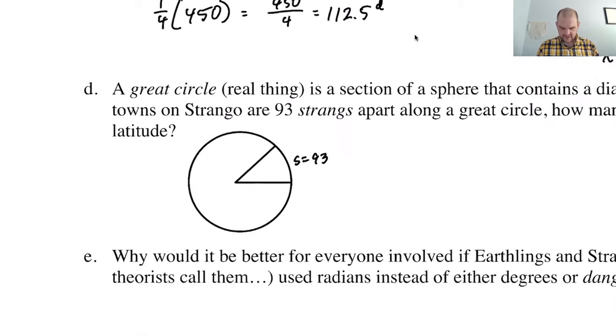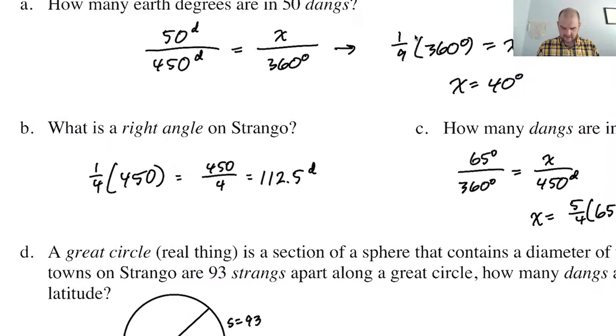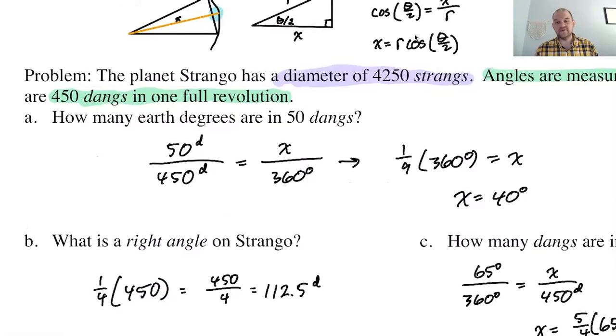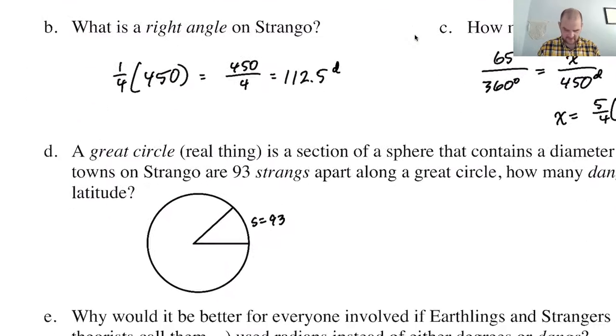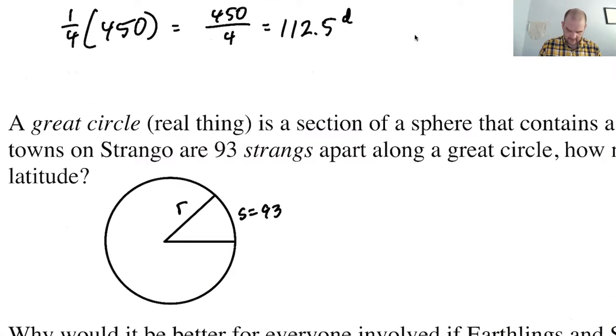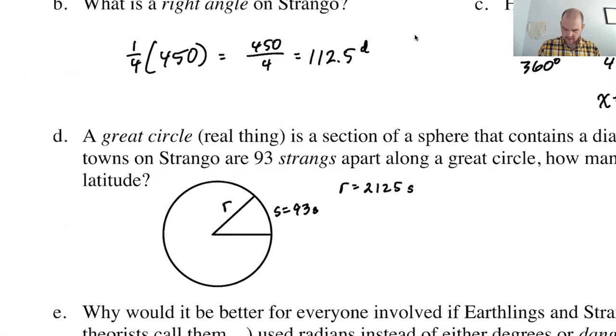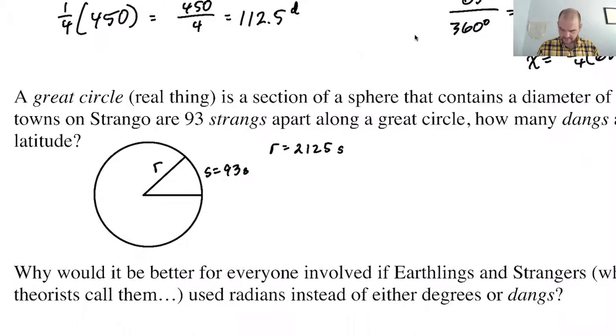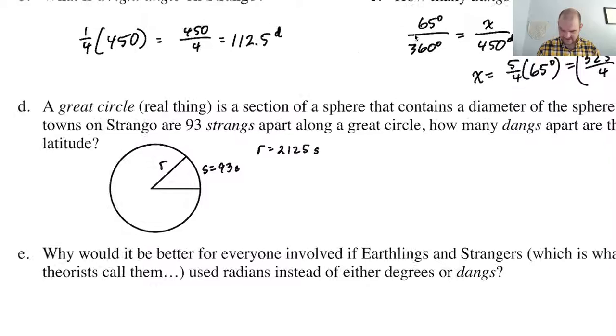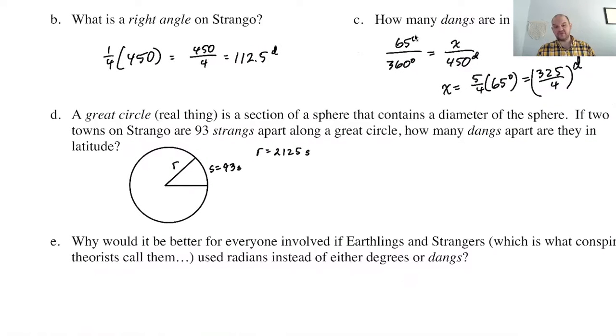And then do we know the radius of this planet? We sort of do. We know the diameter is 4250, so the radius is 2125. Let's say this is R, and R is 2125, and that's also in strings. Strings, which apparently you abbreviate as just an S. Okay, so they're 93 strings apart. How many dangs apart are they in latitude?